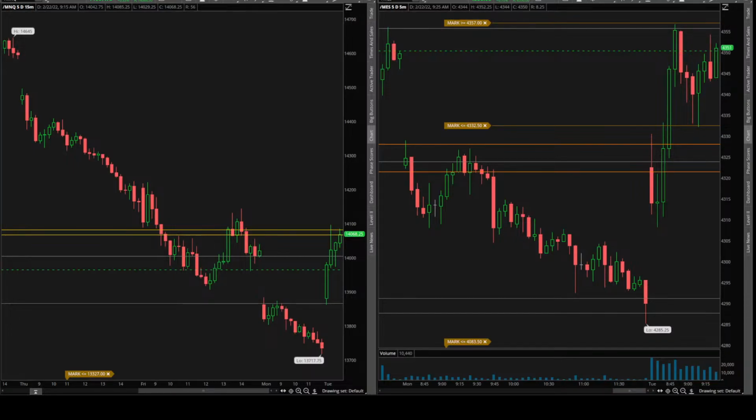So right now to me it's just a mixed bag. NASDAQ showing strength, at least hanging out, trying to get a push higher. E-mini, I don't know what it's trying to do. I don't think it does either just yet.